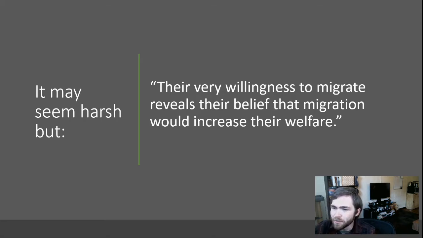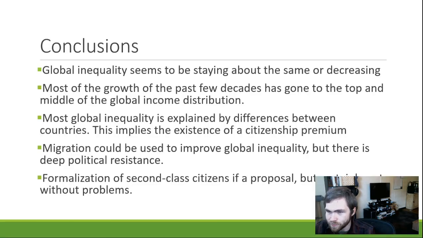Their very willingness to migrate reveals their belief that migration would increase their welfare. Once again, we still have to think about things like imperfect information, where people may not actually know how much migration will make them better off. But it is tough to argue that, as negative as undocumented status, or even this speculative proposed second-class status could be, people would still be willing to do it. And is that okay? I don't know. Think about it.